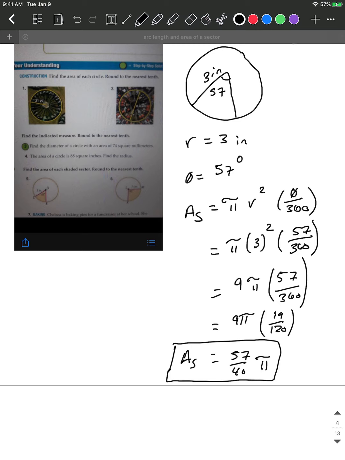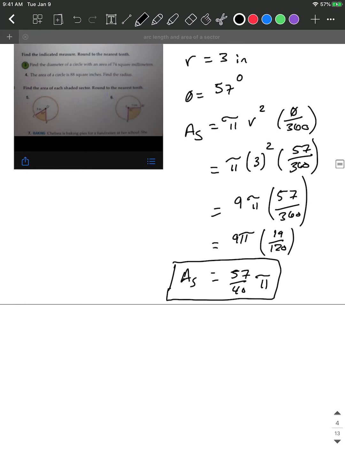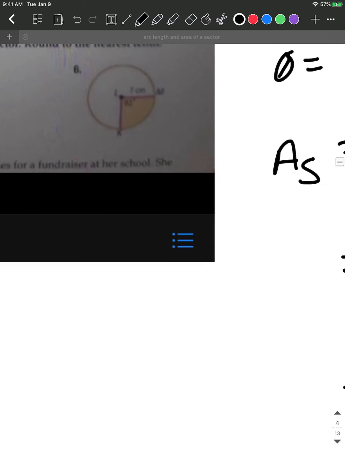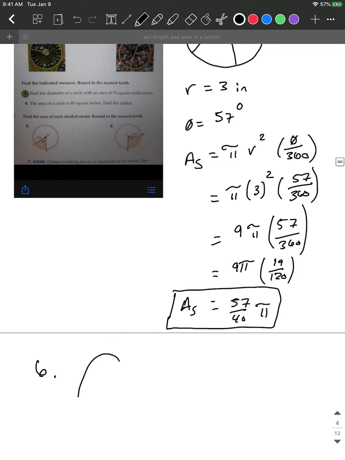So let's look at the next one. Instead of using degrees, we'll change it to radians and work with it in that manner. The next one was number 6, and they give us 92 degrees. So we have the circle here. This is 92 degrees, and this is 7 centimeters.